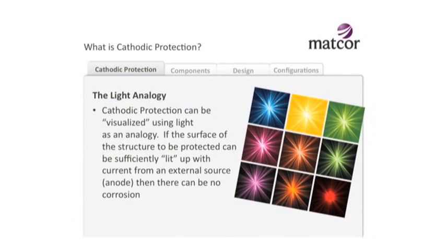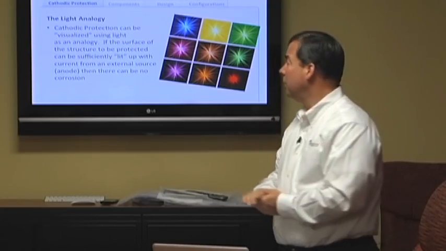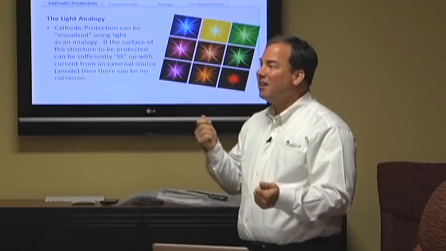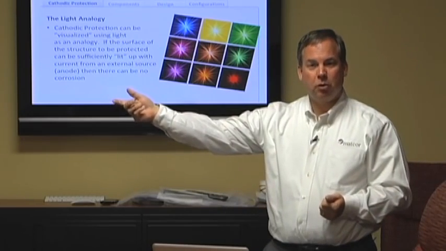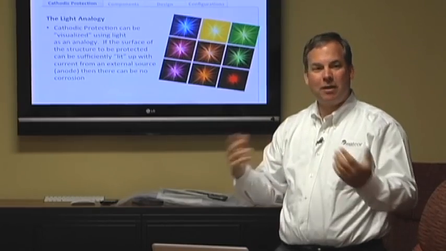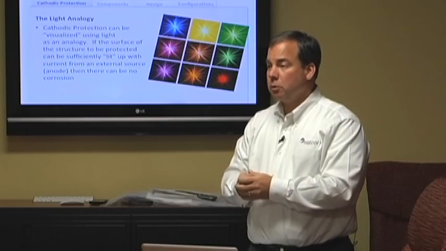And talking about light, that brings me to my next analogy. A lot of people have a really hard time visualizing electricity. You can't really see it. And so in electrical discussions, it's hard for people to conceptualize. It's hard for me to conceptualize sometimes. So I like to use analogies. The first analogy I like to use is light. If I can light up the surface of a structure with current, I can stop it from corroding. A lot of times when I think about cathodic protection, I think of how do I light up the structure? And my anodes are my light source.